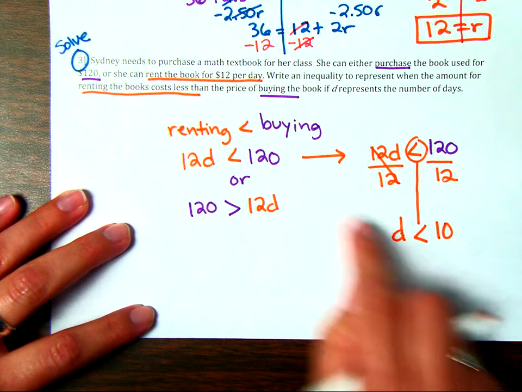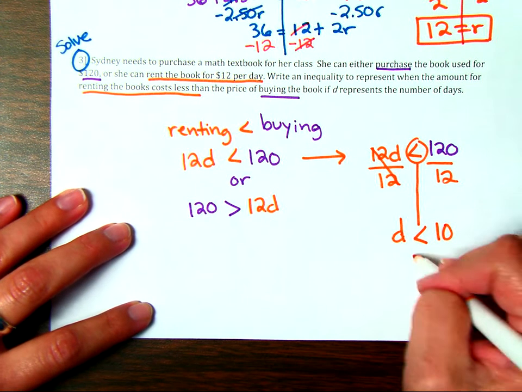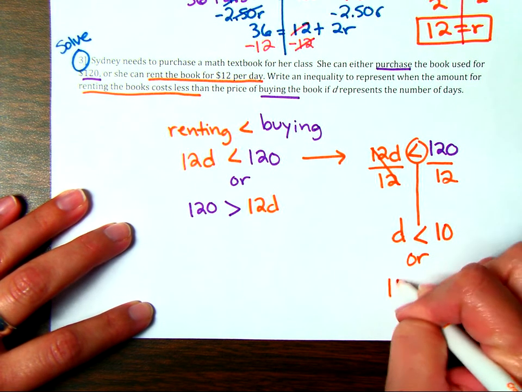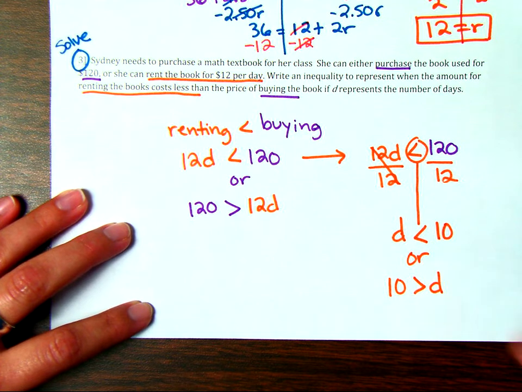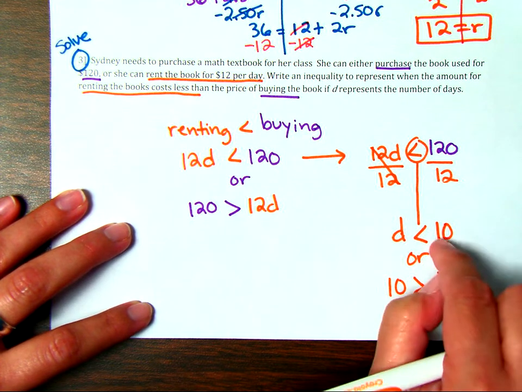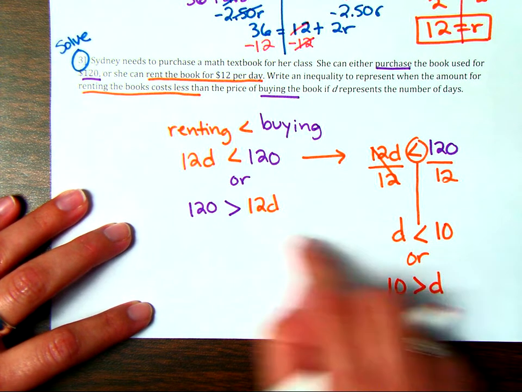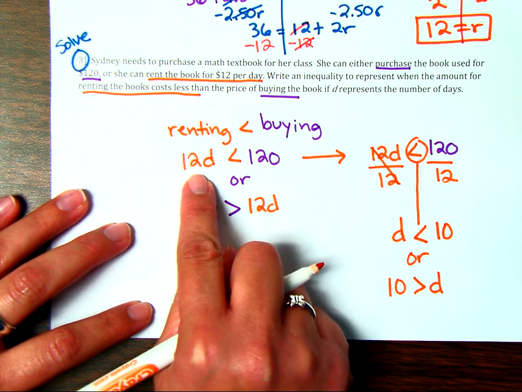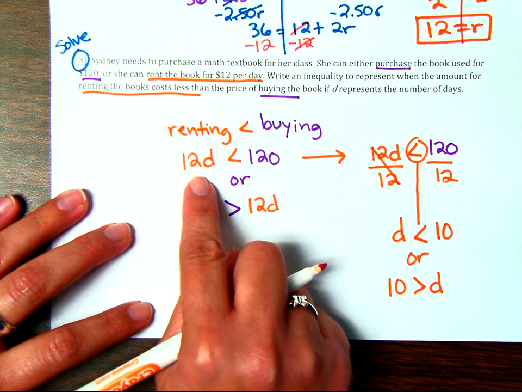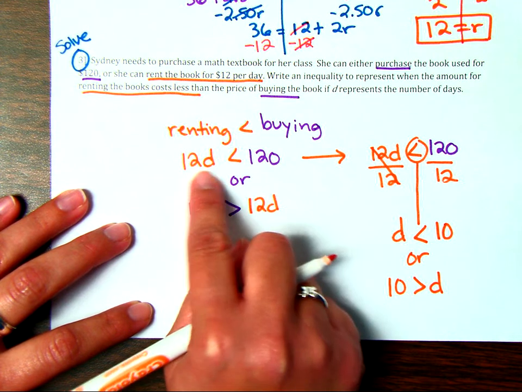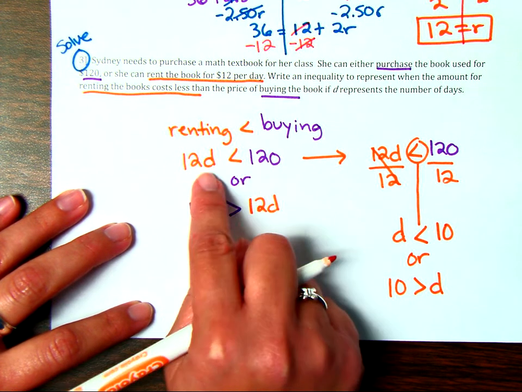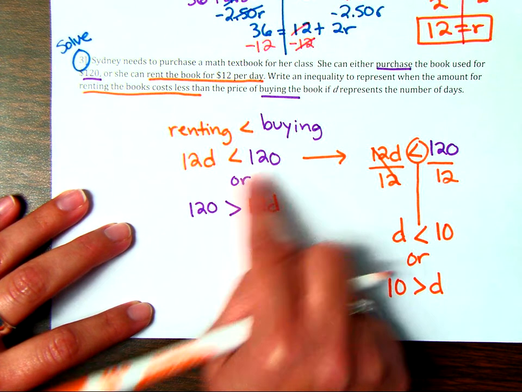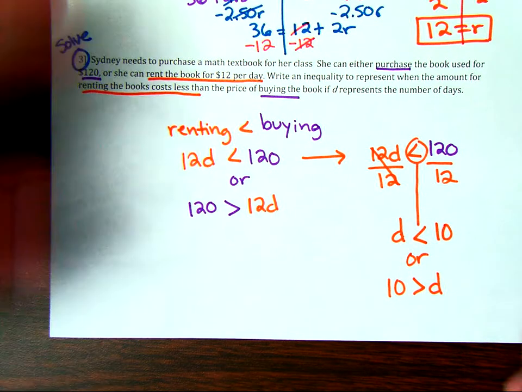So what this represents, or if it was an answer choice, it might look like this: 10 is greater than D. So these two mean the same exact thing. So what this inequality represents is if she's renting the book for 10 days, or 9 days, 12 times 9, 12 times 8, she's going to be spending less money. But if she needs it over 10 days, it's going to be better for her to buy it. Okay? So let's keep going and see what's going on with this.